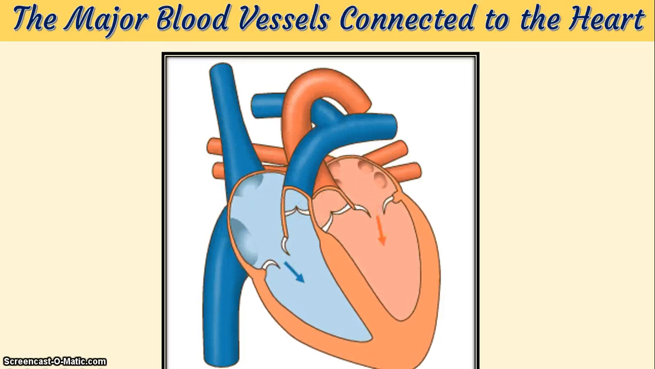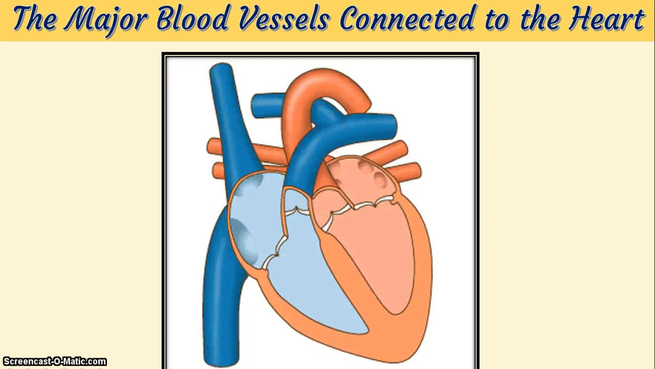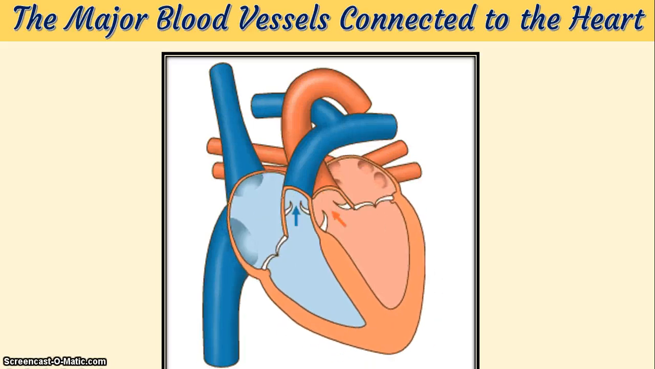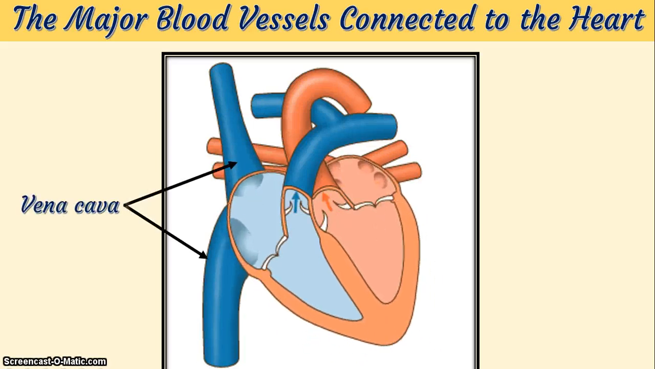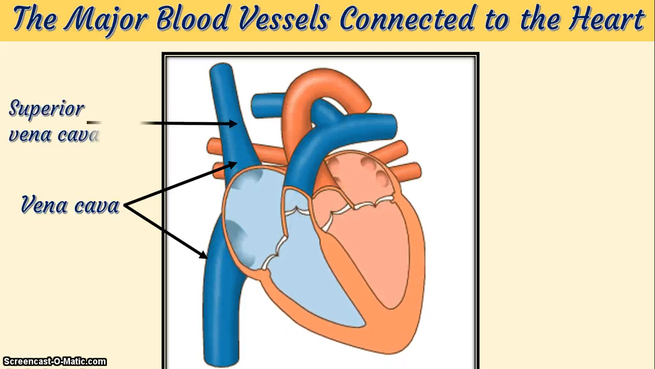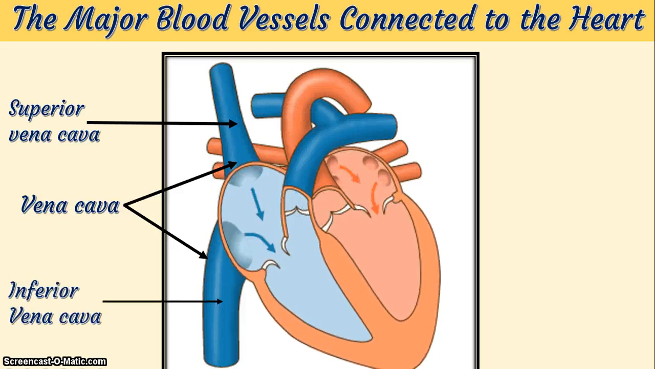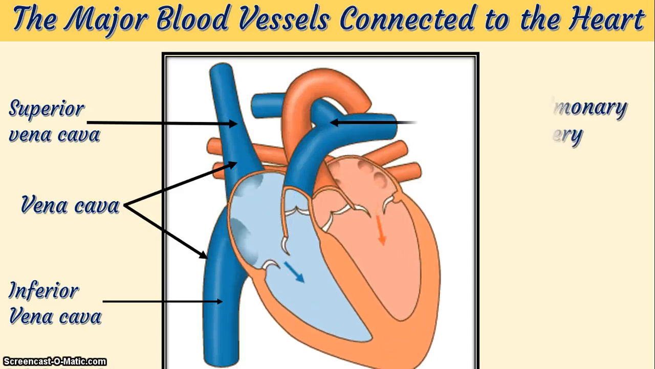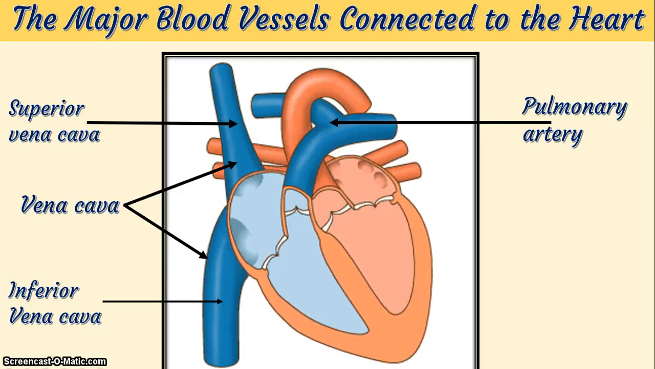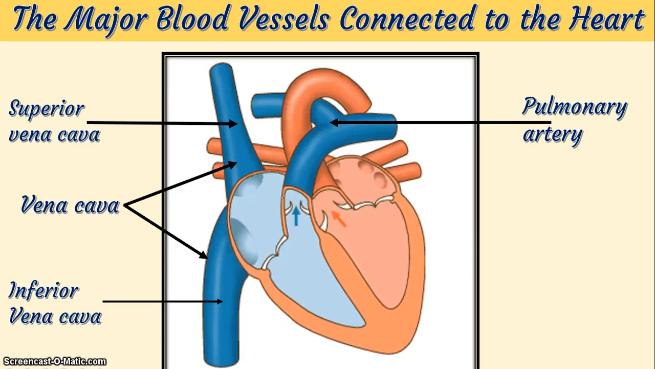The heart has major blood vessels connected to it. Deoxygenated blood enters the heart through the vena cava. The vena cava, you can see, has 2 sides to it. The upper part is called the superior vena cava. The lower part is called the inferior vena cava. Then the blood, which is deoxygenated, having entered the heart, leaves the heart to the lungs to get oxygenated through the pulmonary artery. When the blood becomes oxygenated, it enters the heart again through the pulmonary veins.